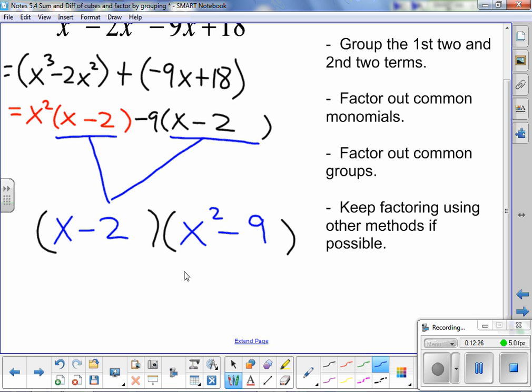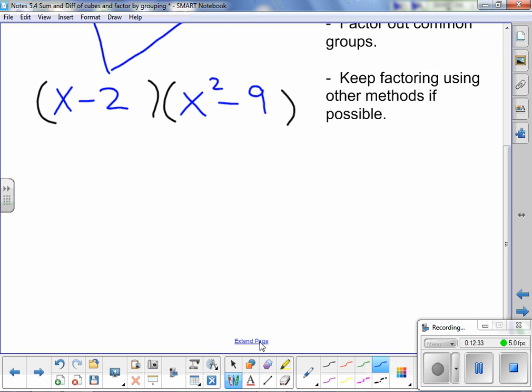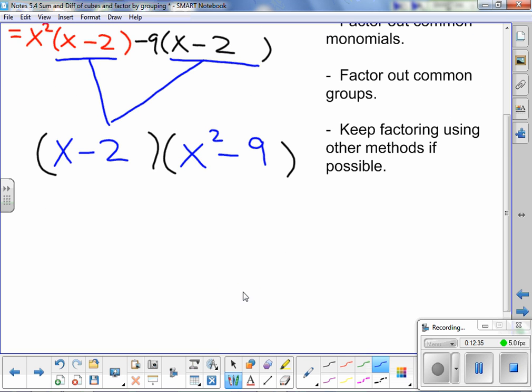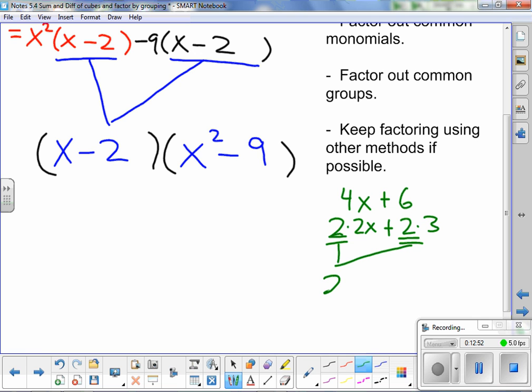Now, it gets a little bit tricky here, just because this might not look very nice and neat. Let me go ahead and put another example of this on the side over here. So let's say that you had a 4x plus 6. This is 2 times a 2x plus 2 times a 3. And once we see they have something in common, we pull it out, put the 2, and then the 2x plus the 3 goes back inside. That's exactly what we did here.